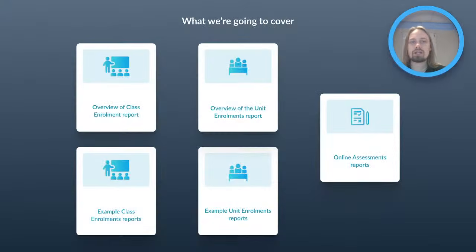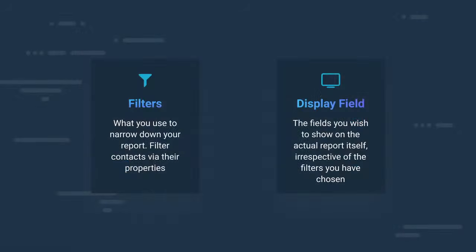So today we're going to be covering a few different specific reports and examples within those, namely the areas of classes for overall enrollments, unit-specific stuff, and also a few things related to our online assessments feature. Before we start getting into those though, I would like to just take a quick look at the inherent structure of reports, or the report builder, the filters and display fields.